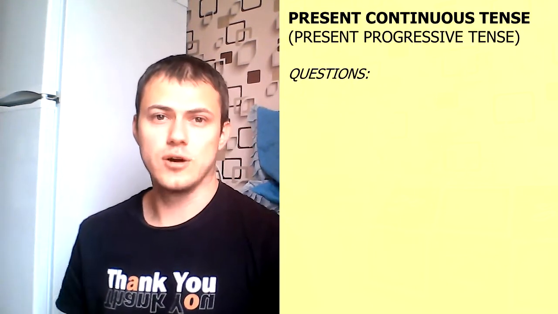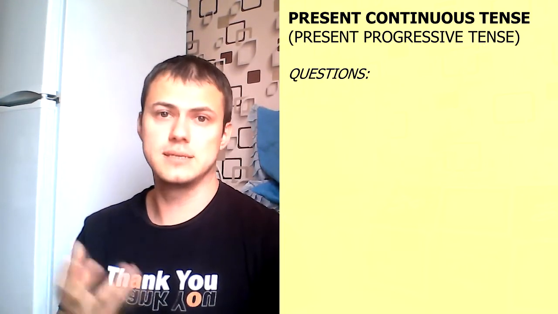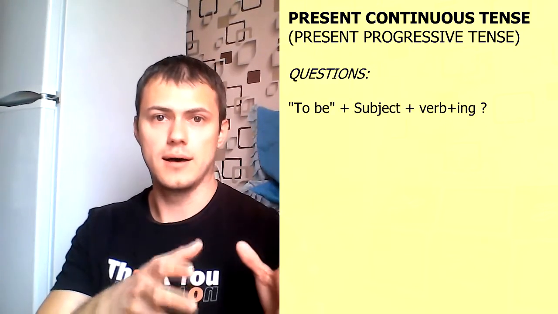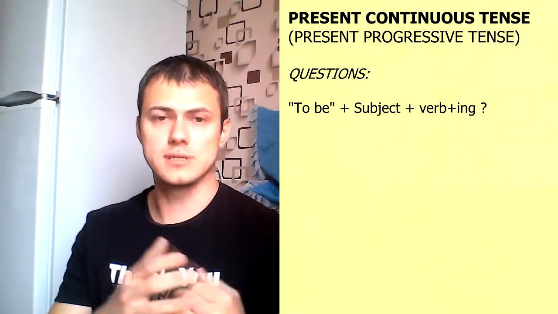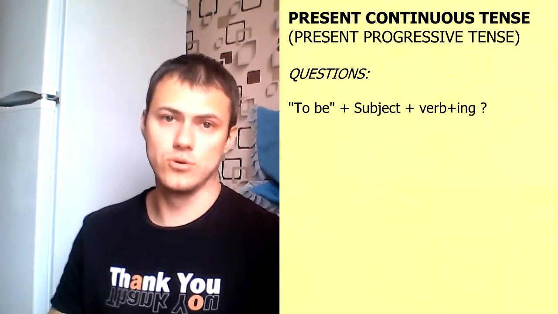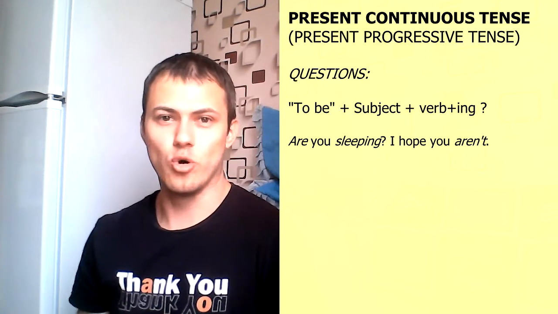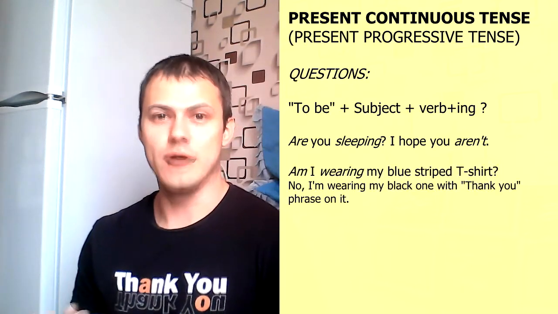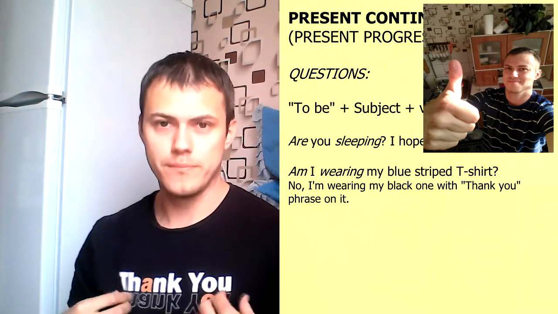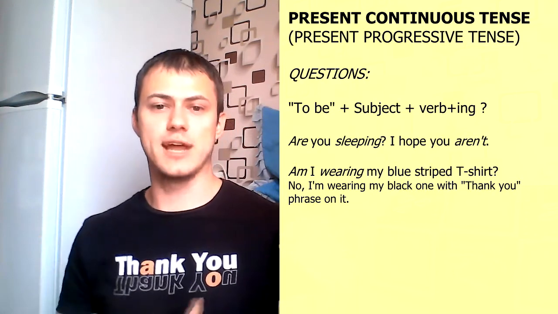The structure of questions using the present continuous tense is also pretty simple. We just should switch the subject of our sentence and the verb to be. Let's take a look at some examples. Are you sleeping? I hope you aren't. Am I wearing my blue striped t-shirt? No, I'm wearing my black t-shirt with thank you phrase on it.